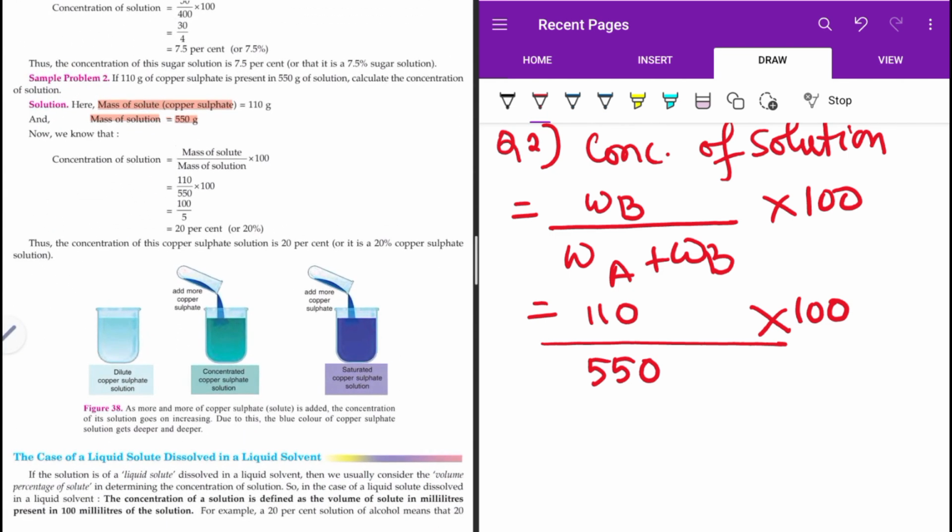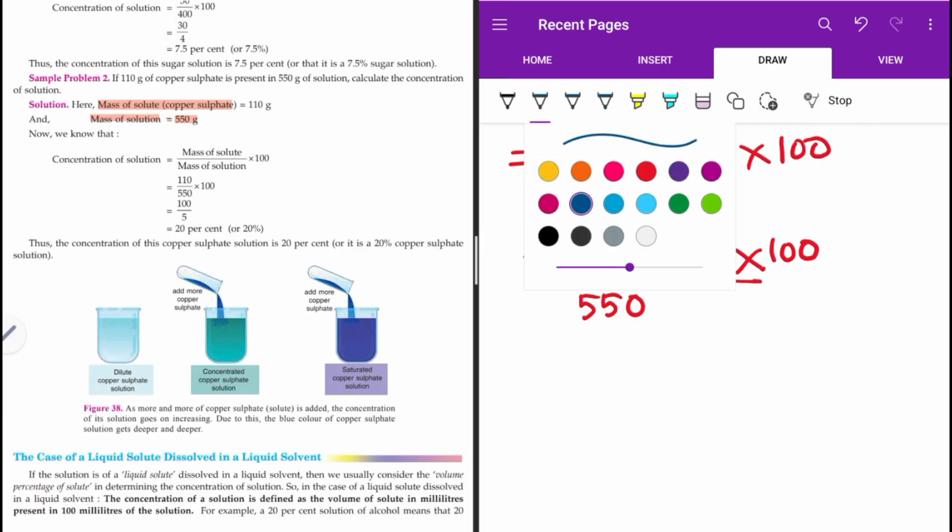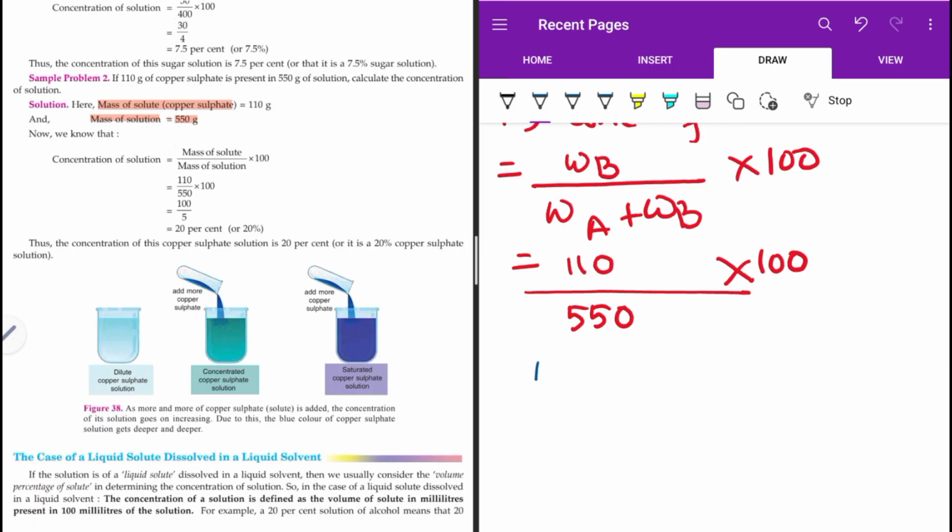Now, in the case of liquid solution, that means my solute is liquid and my solvent is also a liquid.